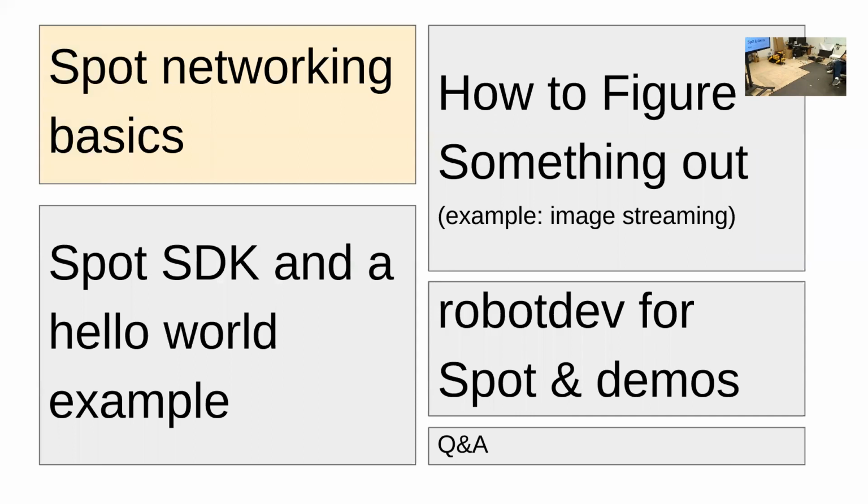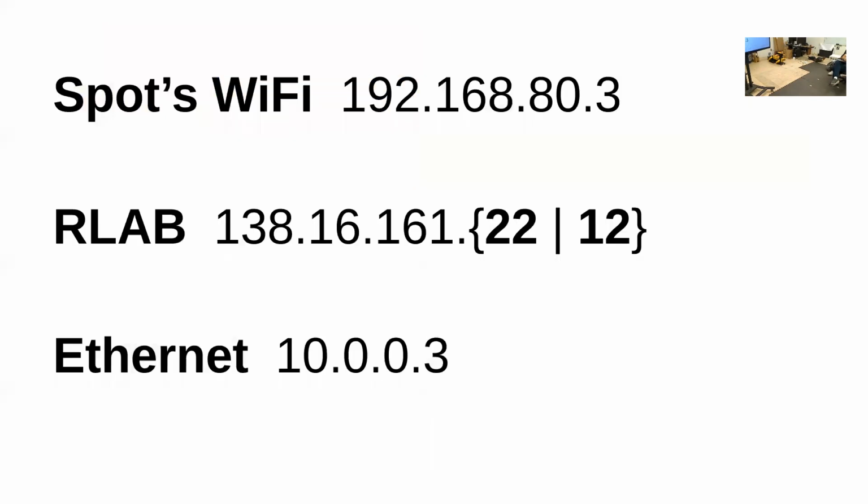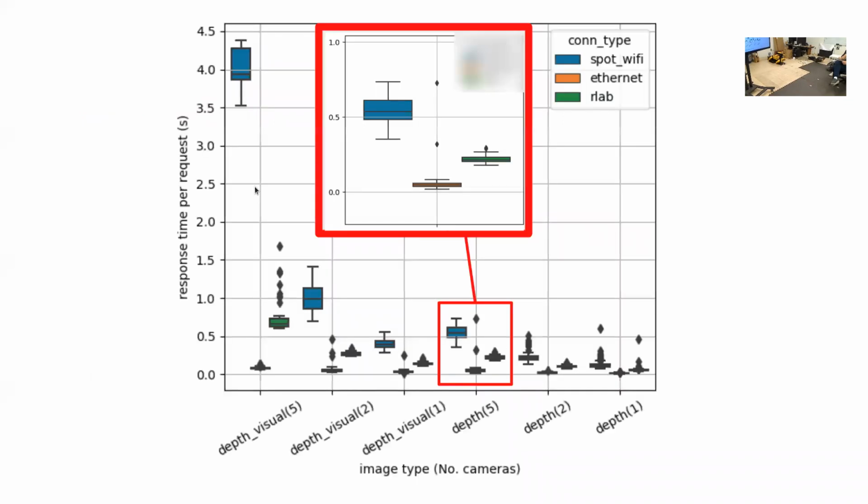The first thing is networking basics. There are 3 ways to connect to Spot. One is through Spot's built-in Wi-Fi, where it broadcasts an access point. Mostly we connect Spot to the RLab network, or you can use Ethernet, and they have different IP addresses.